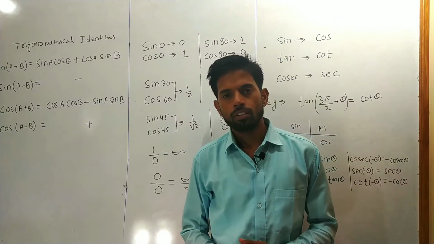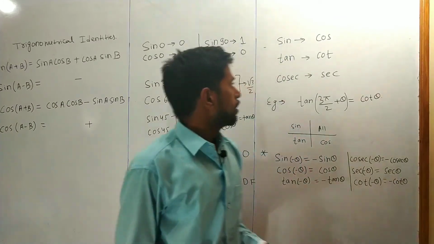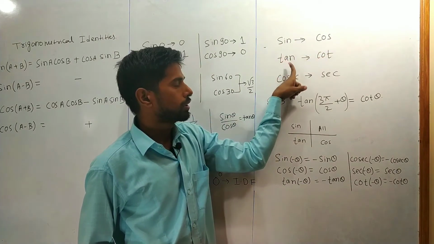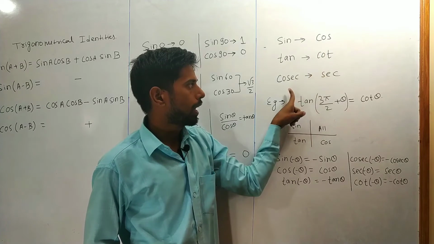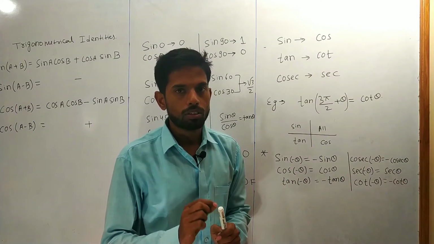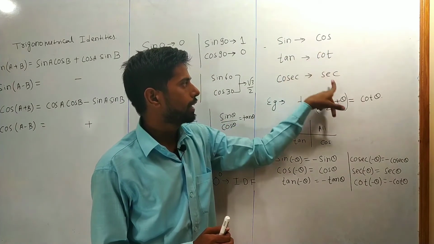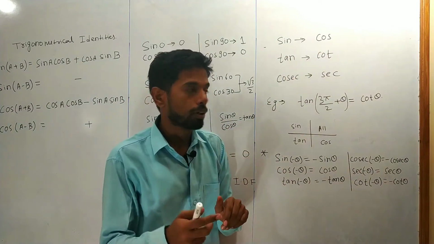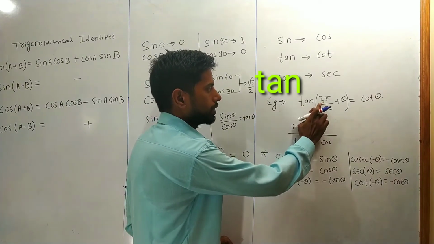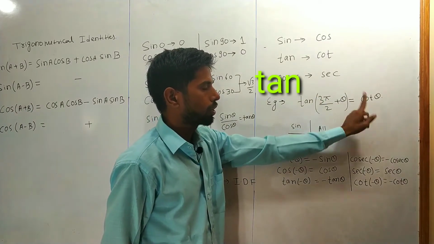So students, now I am going to summarize the concept. I told you that sine will convert to cos, tan will convert to cot, and cosec will convert to sec, and vice versa. Means sine to cos, then cos to sine, cot to tan, and sec to cosec. It will convert. How does it convert? Example, sine of 3 pi by 2 plus theta is equal to minus cos theta.